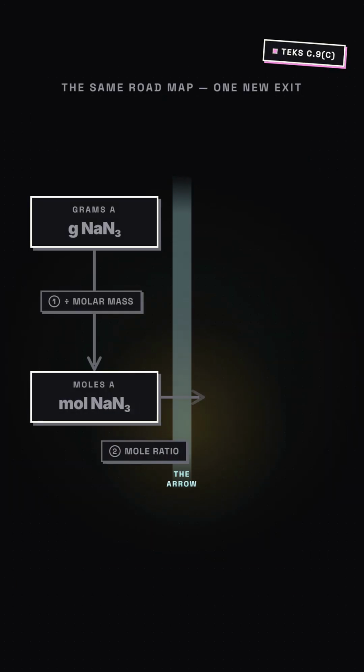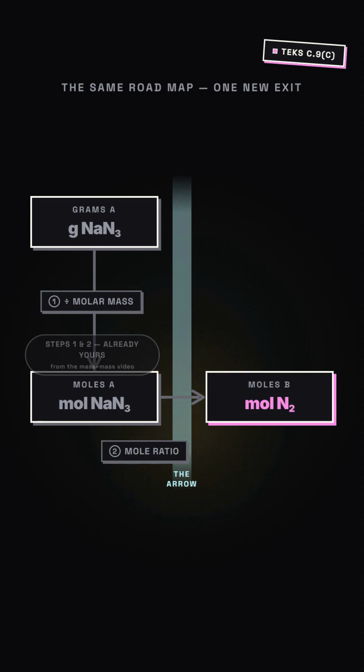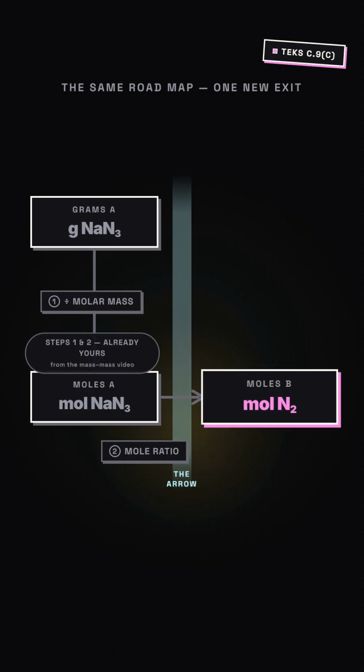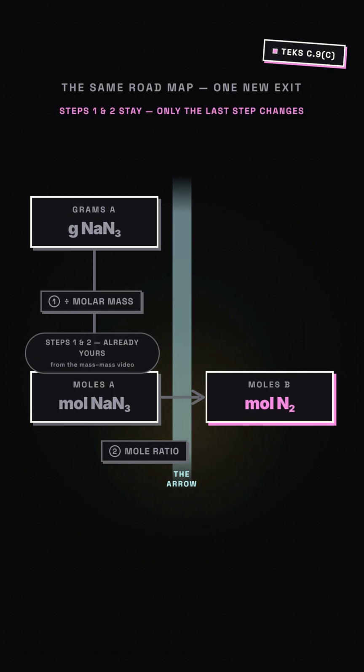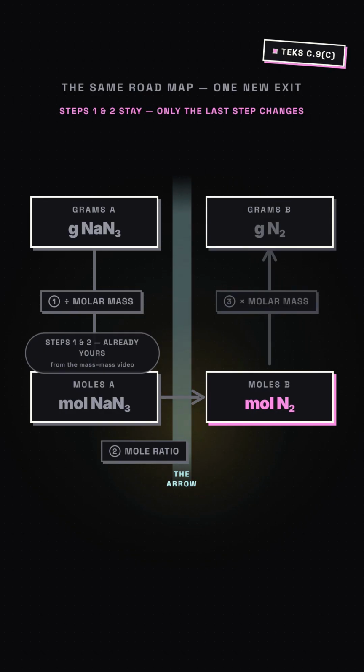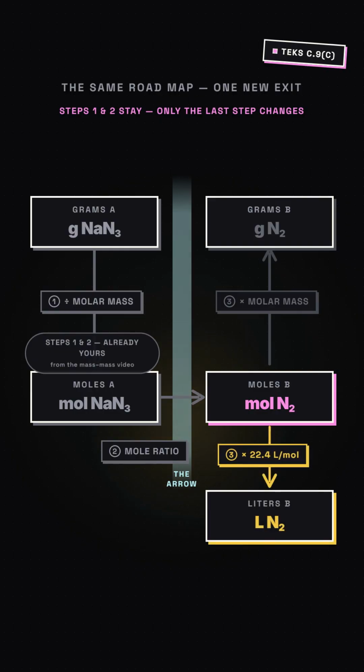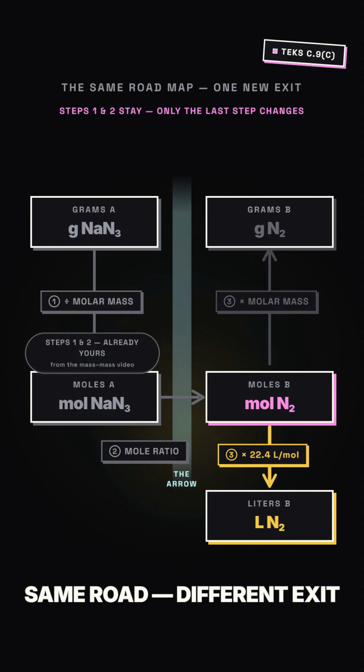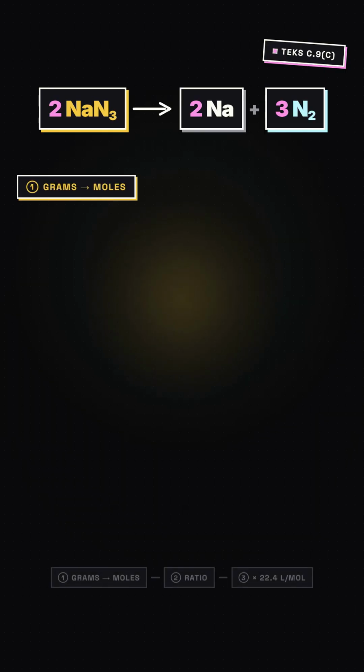It's the same roadmap you already know. Grams to moles across the mole ratio. Nothing changes. The only difference is the last step. If the question asks for grams, you multiply by molar mass. If it asks for liters of a gas, you multiply by 22.4 liters per mole instead. Same road, different exit.